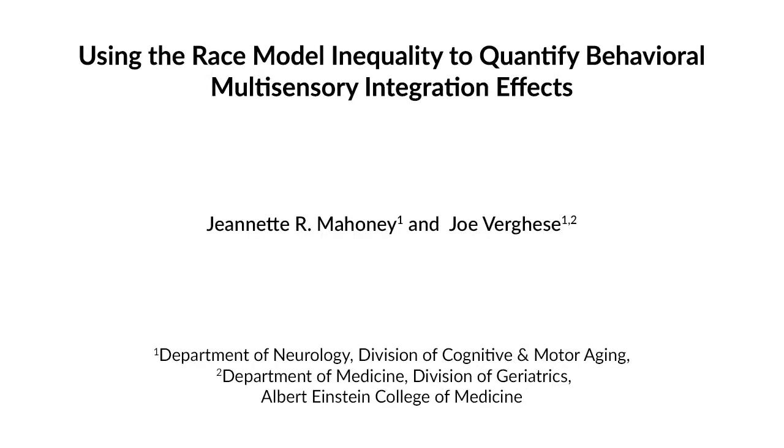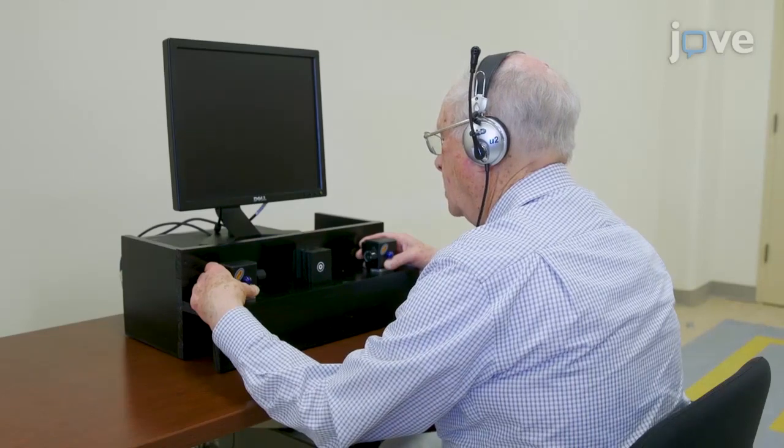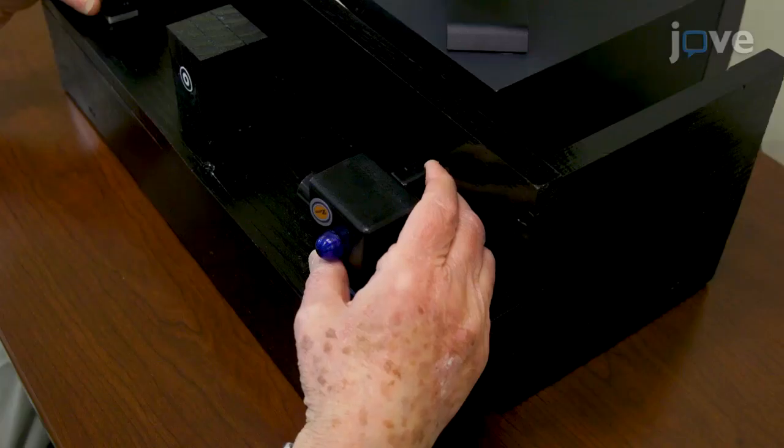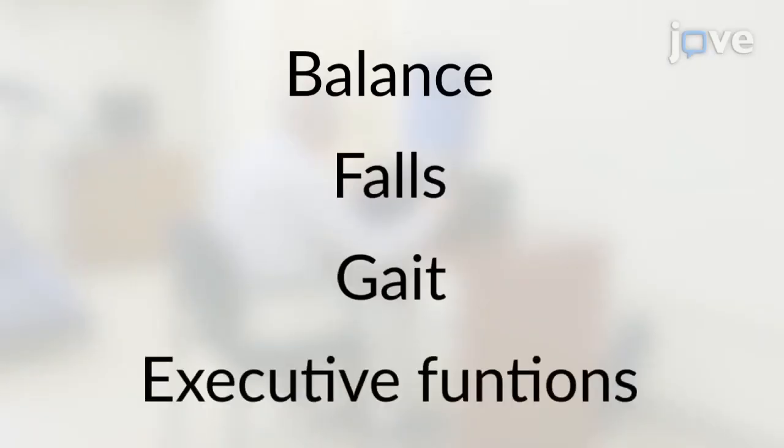Establishing a reproducible method for calculating the magnitude of multisensory integration effects is significant, as it will aid in the facilitation of future translational research across diverse clinical populations. The main advantage to our technique is that we're able to quantify a robust phenotype of multisensory integration that is subsequently associated with important cognitive and motor outcomes in aging, like balance, falls, gait, and executive functions.